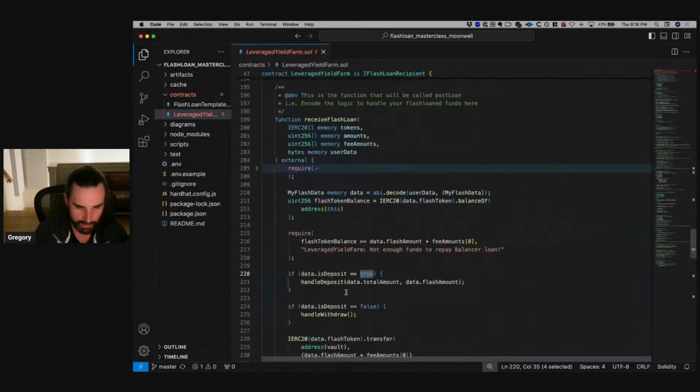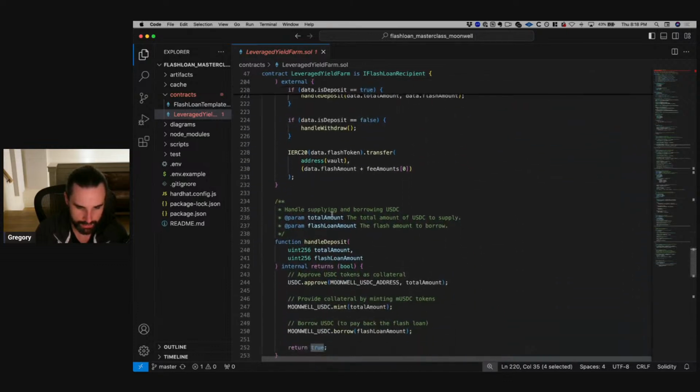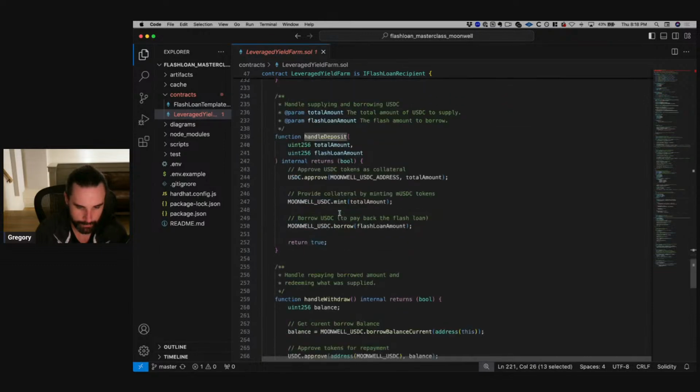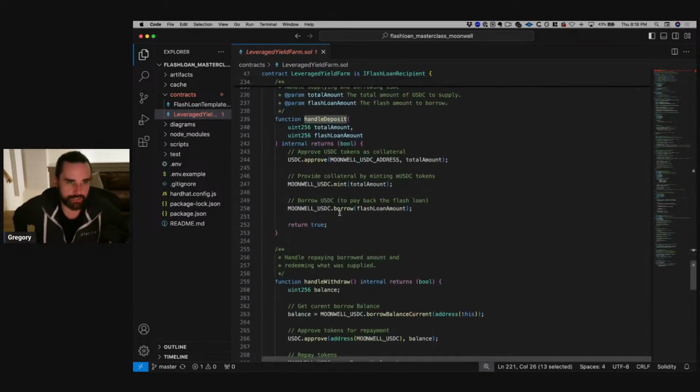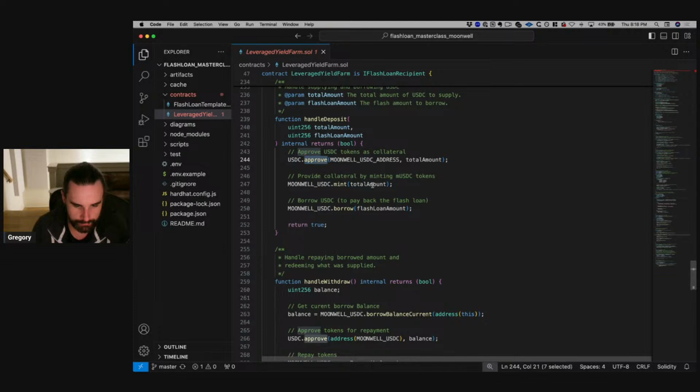We're going to go down to handle deposit, because if is deposit is true, we handle deposit. And this is where it actually interacts with the Moonwell protocol. It's going to approve the USDC, Moonwell USDC address, total amount. It's going to mint Moonwell USDC. This is basically how you deposit into the application. You mint Moonwell USDC. It's going to take the USDC out of your wallet, put it in Moonwell, and give you back mUSDC. That's sort of like your valid claim ticket to get USDC back later.